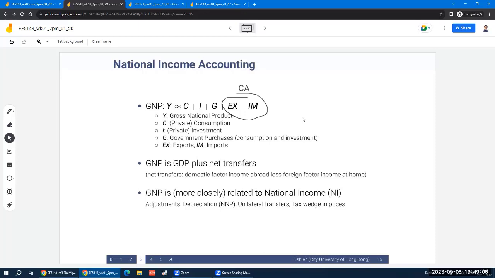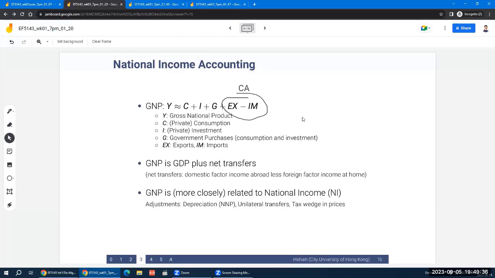GNP excludes foreign income. Okay, that's the key difference. Because remember, we're focusing on the creditworthiness of a country. We should only be focusing on national corporations, national households, and so forth that reside in the country and will live and consume goods and services in that country, because that's where creditworthiness is determined, right, at the national level.